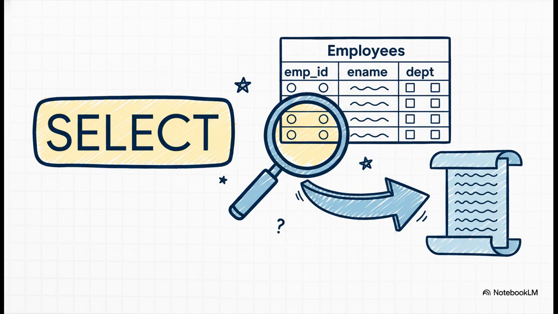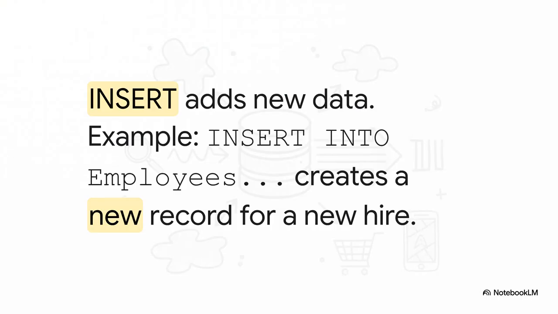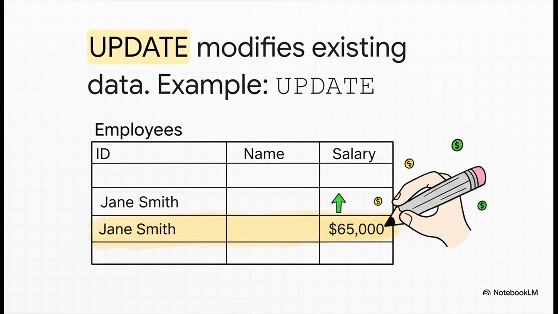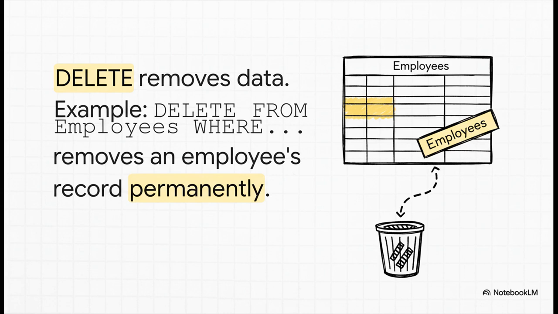It's that simple. Next up, we have insert. This one is pretty self-explanatory. This is how you add a new book to the library shelves. A new employee gets hired, you use an insert command to create a new row for them in the table with all their details. But what happens when someone gets a raise? Well, for that, you use update. This command lets you go into a record that's already there and just change a piece of it. As you can see in the example, you tell the system to update the employees table and set a new salary for a specific person. And finally, we have delete. If an employee leaves the company, this is the command that takes their record, their book, and removes it from the library shelves for good.